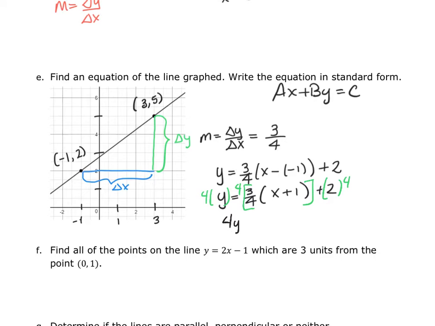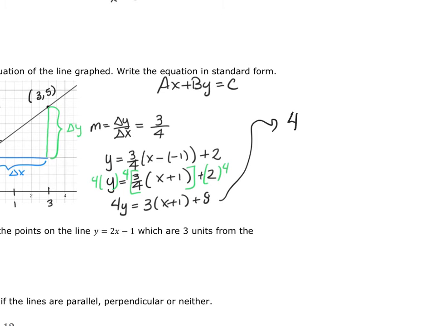So I get 4y is equal to 3x plus 1 plus 8. So I end up with 4y is equal to 3x plus 3 plus 8. I'll answer that question in a minute, Alana, about why we don't typically do the decimals. Then what I need to do is bring all the x's and y's to one side and all the constants to the other. So negative 3x plus 4y is equal to 11.